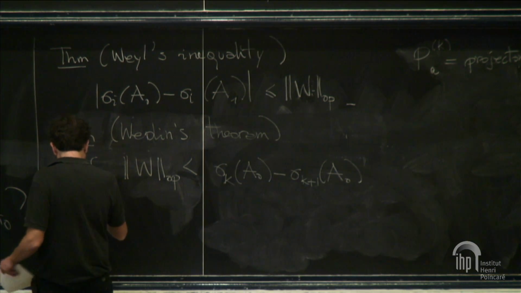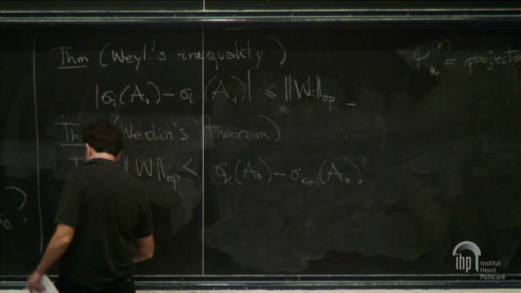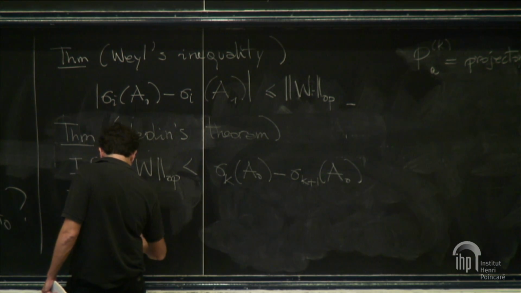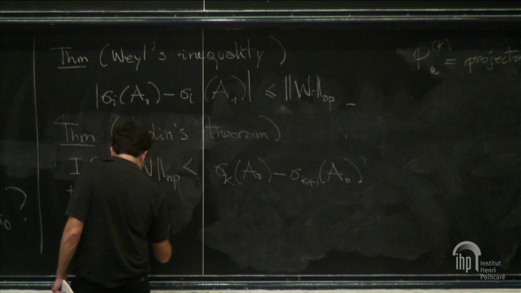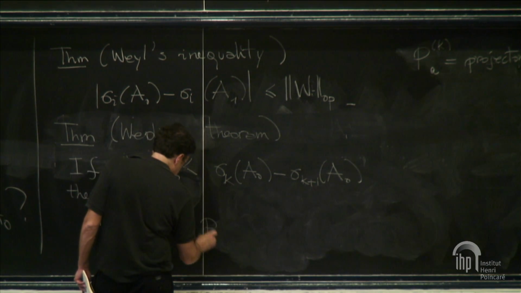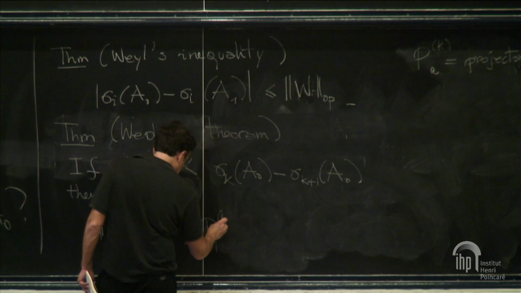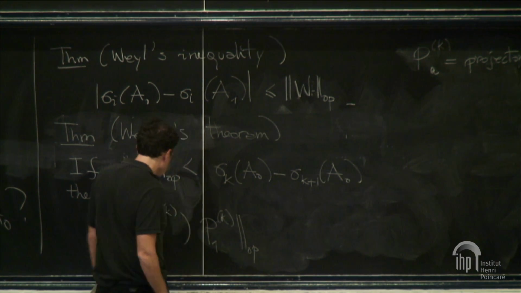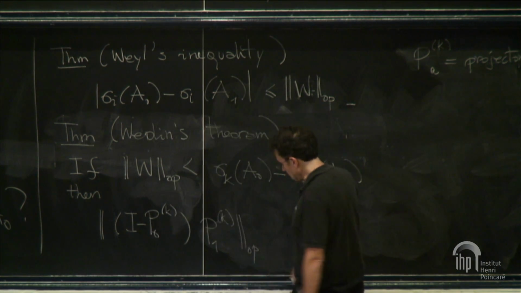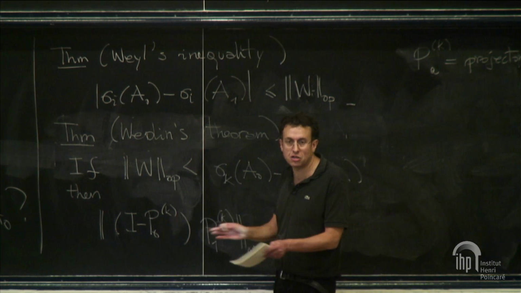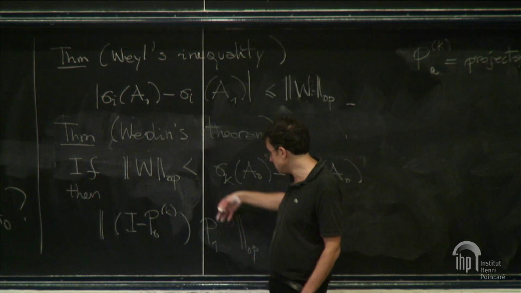Then you look at how much these spaces move, and this you measure in the following way. You look at (1 minus P0_k) times P1_k, and you look at the operator norm. All right? So why is this a distance? Well, it's not really a distance in the technical sense, but why does this measure how close these two subspaces are?